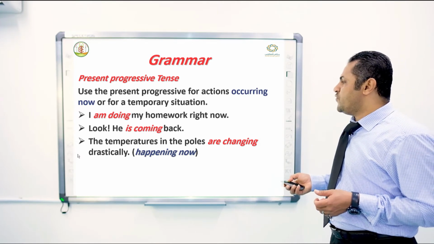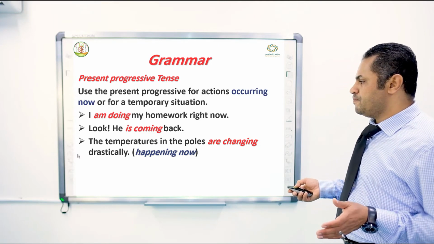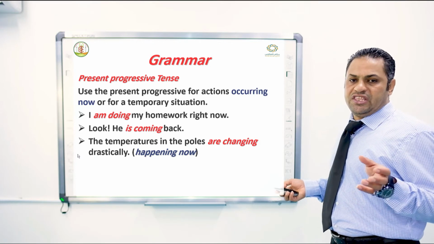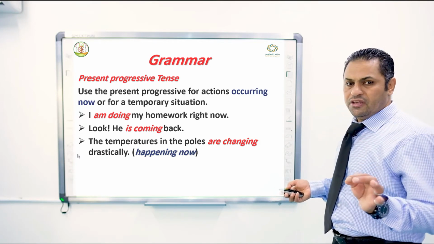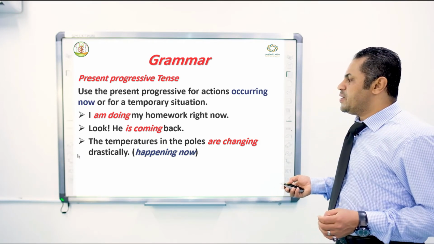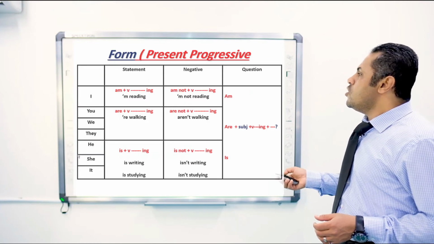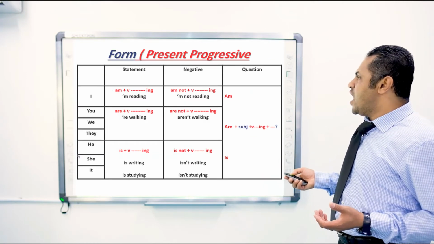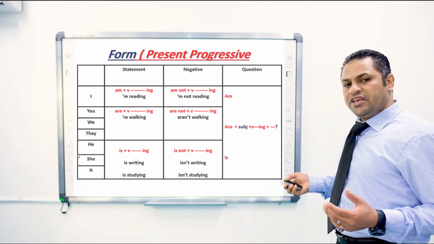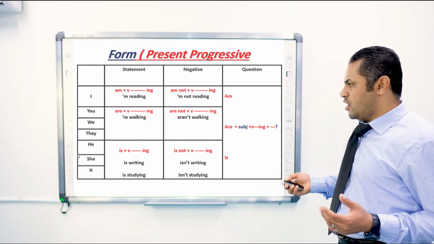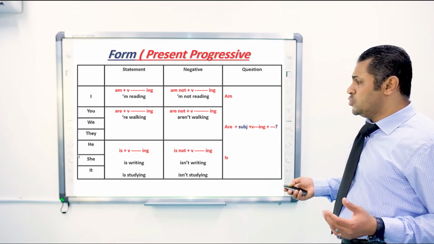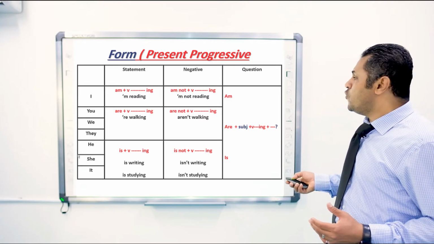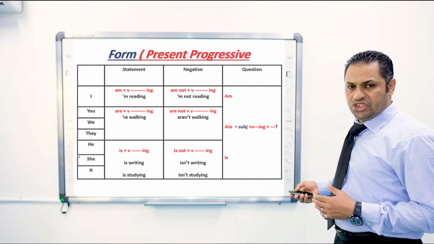So we have three forms: am, is, and are, which are the forms of the verb to be in the present, followed by the verb with ing. So when we use the present progressive tense, we have the verb to be in the present: am with I, are with you, we, and they, is with he, she, and it, followed by the verb with ing.